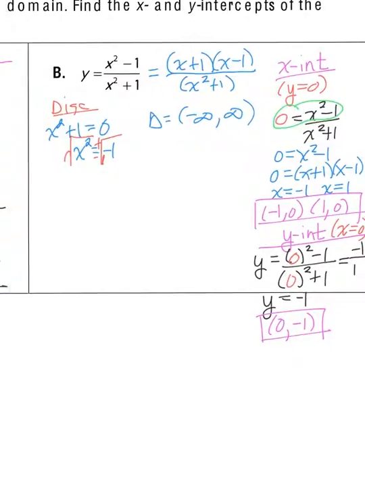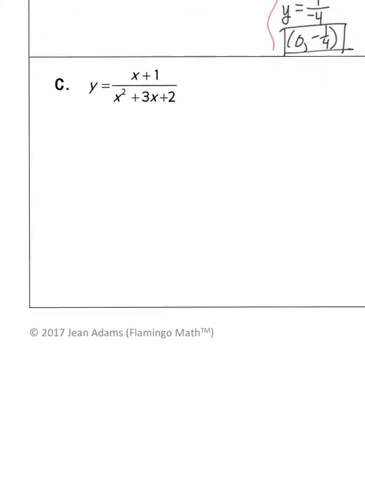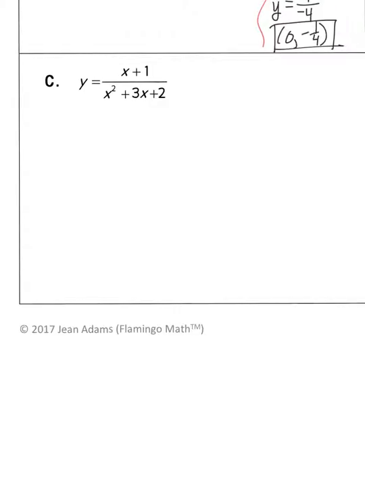All right, let's look at C. So for C, it is factorable. The numerator is not factorable, so that stays the same. But for the denominator, the factors of 2 that add to give you 3 are 1 and 2. Now in this one, you have a removable discontinuity.